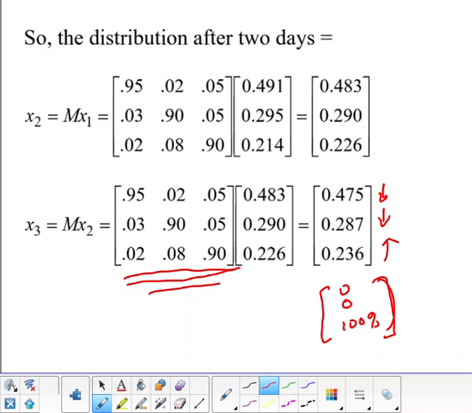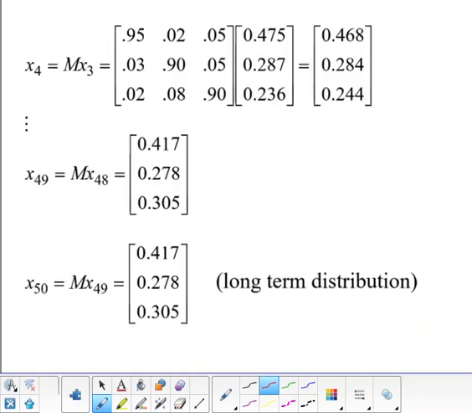Same thing with books. How are you going to distribute those out? And then we keep going and keep going to see that this keeps going down. The top two numbers keep going down and the bottom numbers keep going up.